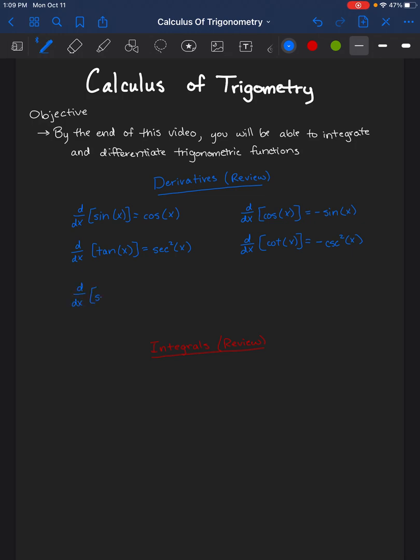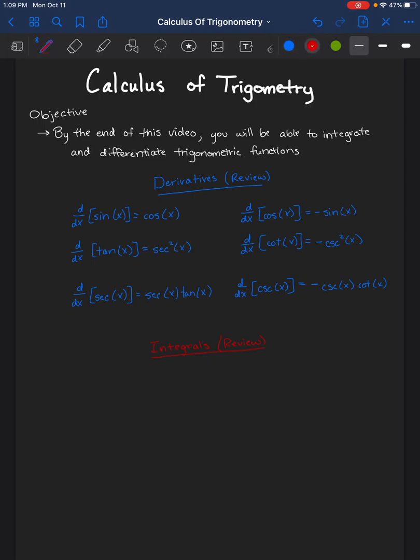Couple more. We've got the derivative of secant x, which is secant x tangent x. And similarly, we've got the derivative of cosecant x, which again, remember, don't forget to switch it from positive to negative or negative to positive, of cosecant x cotangent x. All right. So these are all of the special derivatives that you're supposed to know regarding the trig functions.